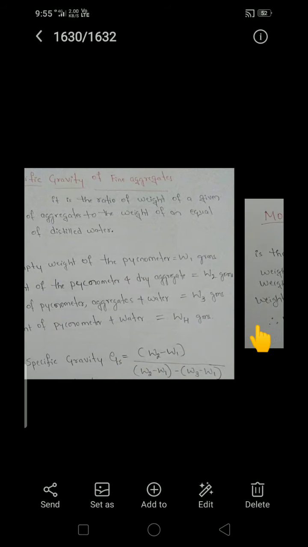So if I say the definition of specific gravity, it is the ratio of weight of a given volume of aggregates to the weight of an equal volume of distilled water. Here the specific gravity of fine aggregate will be useful in mix design of concrete, and sometimes it will be useful to find out the percentage of voids present in a given volume of an aggregate sample.